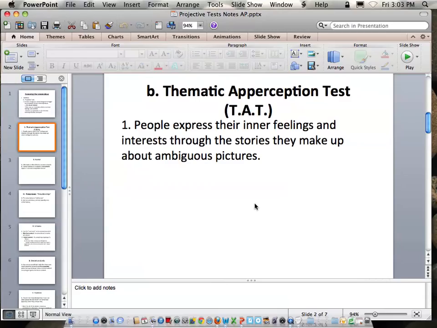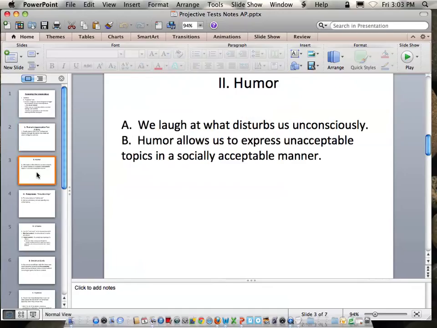So with the thematic apperception test, we're talking about making up a story about a picture, whereas with the Rorschach inkblot, it's just tell me what you see in this picture, and then they analyze what all of those ideas mean about you. The second way that we can access the unconscious is through humor. We laugh at what disturbs us unconsciously. Humor allows us to express unacceptable topics in a socially acceptable manner.